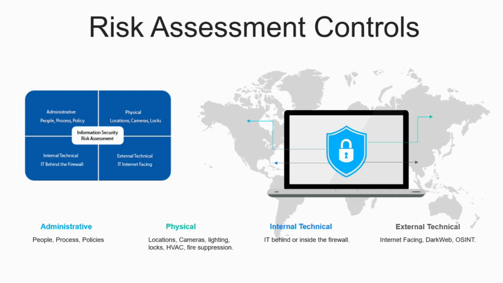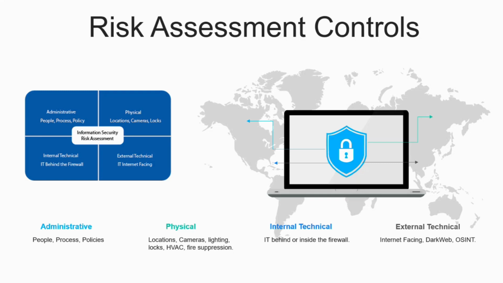Internal technical is really the IT behind or inside the firewall. So it's pretty much inside your facility usually, or if you have multiple entities, we would look at each one of those entities and evaluate that on a separate basis. And then external technical is obviously anything internet facing, anything that may or may not be on the dark web about you, or anything we can find with OSINT. This industry likes acronyms. OSINT is basically open source intelligence. It's basically anything about you on the public internet that could be found or looked at that could provide useful information. So that's pretty much the four control areas that the risk assessment looks at.